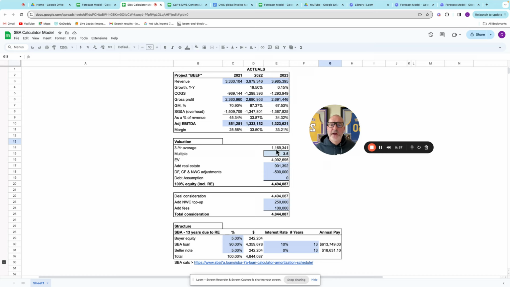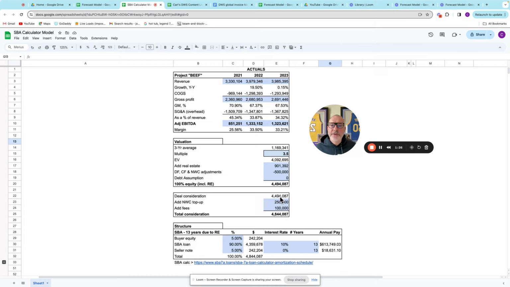What the model then does is calculate an average valuation for you. We went to DealStats. We looked at the multiple for this type of business. This is in the agricultural space, about 3.5 times. The model then calculates the value of the business, the enterprise value, then makes all the debt and real estate adjustments to then calculate the value of the stock, the equity in the business that you're going to buy. So this deal is going to cost about 4.5 mil.